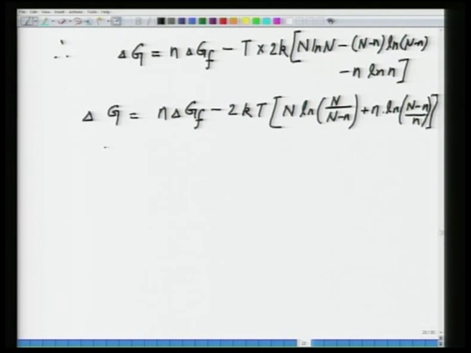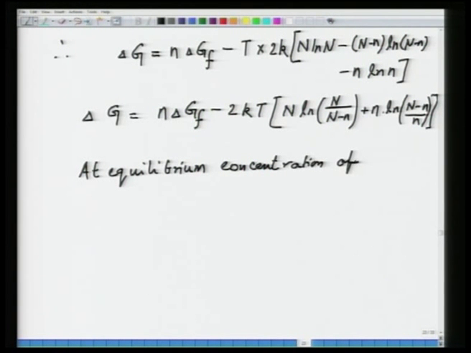Now, at equilibrium, we have already talked about the equilibrium. At equilibrium, concentration of defects, we can say del of delta G by del n at constant temperature and pressure is equal to 0.